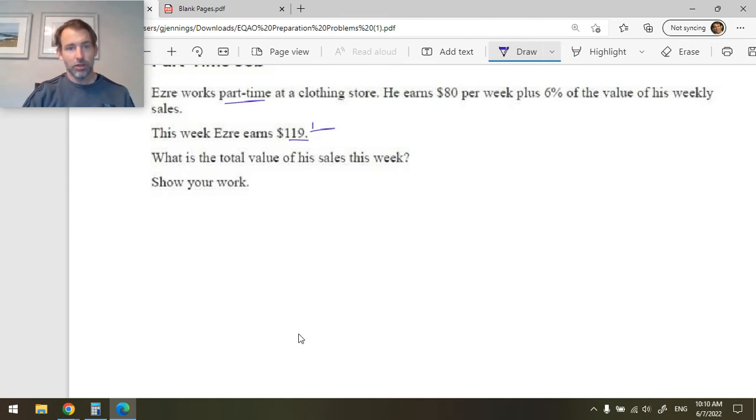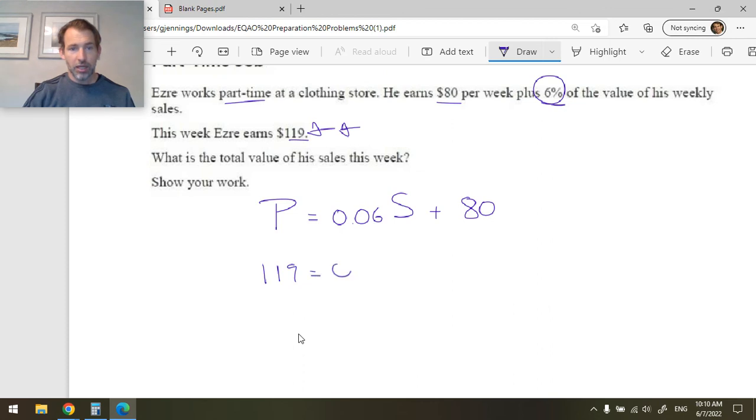This is what he earned. So here, let's make an equation. His total pay is equal to 0.06, that's 6% as a decimal, multiplied by S for sales, plus his base salary of $80. Okay. This week, he earned this much. So let's put that in for his total pay and solve for sales. That's all we need to do here.